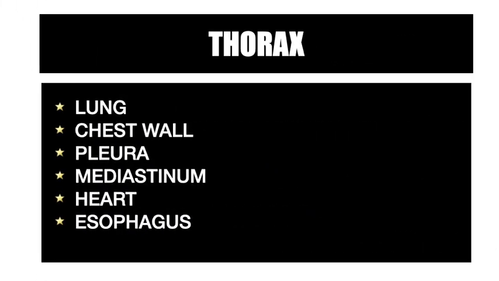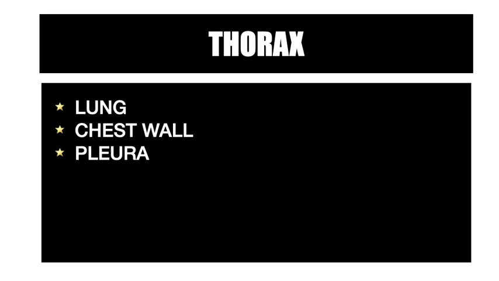Now, before anything else, I would like to give you the general anatomic overview of the thorax. The thorax is made up of these six major important structures, but we will focus on the lungs, the chest wall, and the pleural cavity, since the mediastinum and heart will be discussed in the cardiovascular module and the esophagus is part of the upper GI.